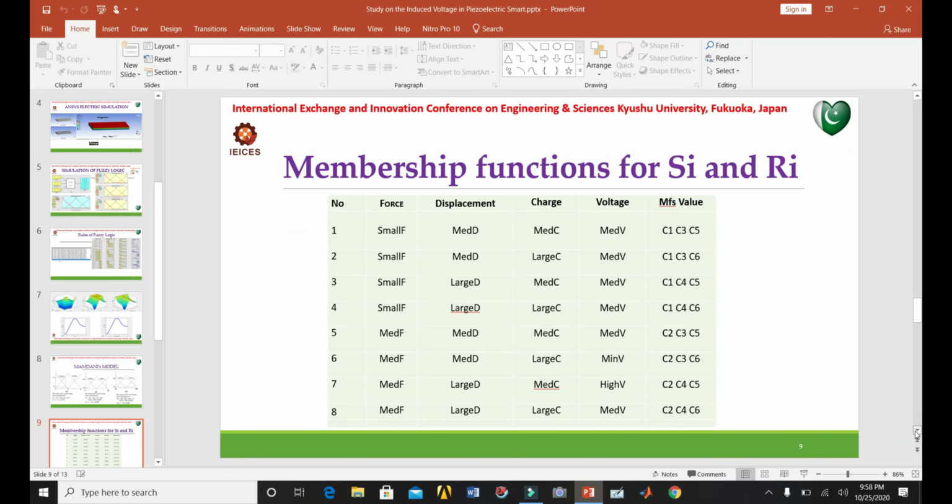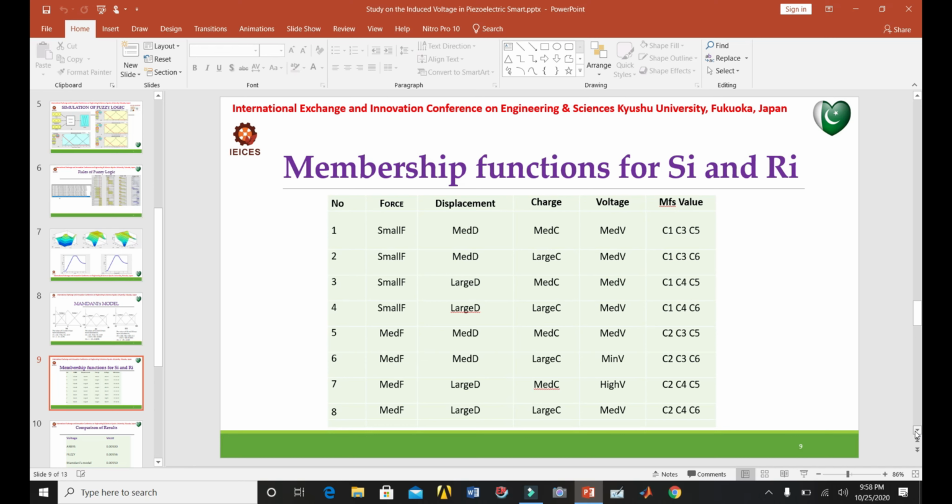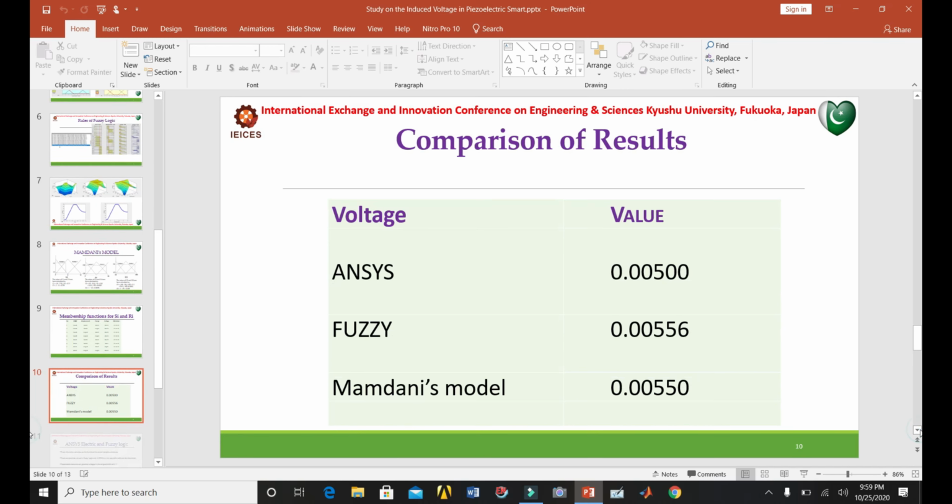So here we have the membership function for the singleton value and the minimum value. The singleton value shown here is SI and the minimum value here is shown as RI. So with the help of these membership function values, the simulated result is verified with Mamdani's relation, and we got 5.5 millivolts here. The difference between the values is very, very low, with just 0.01% error here.